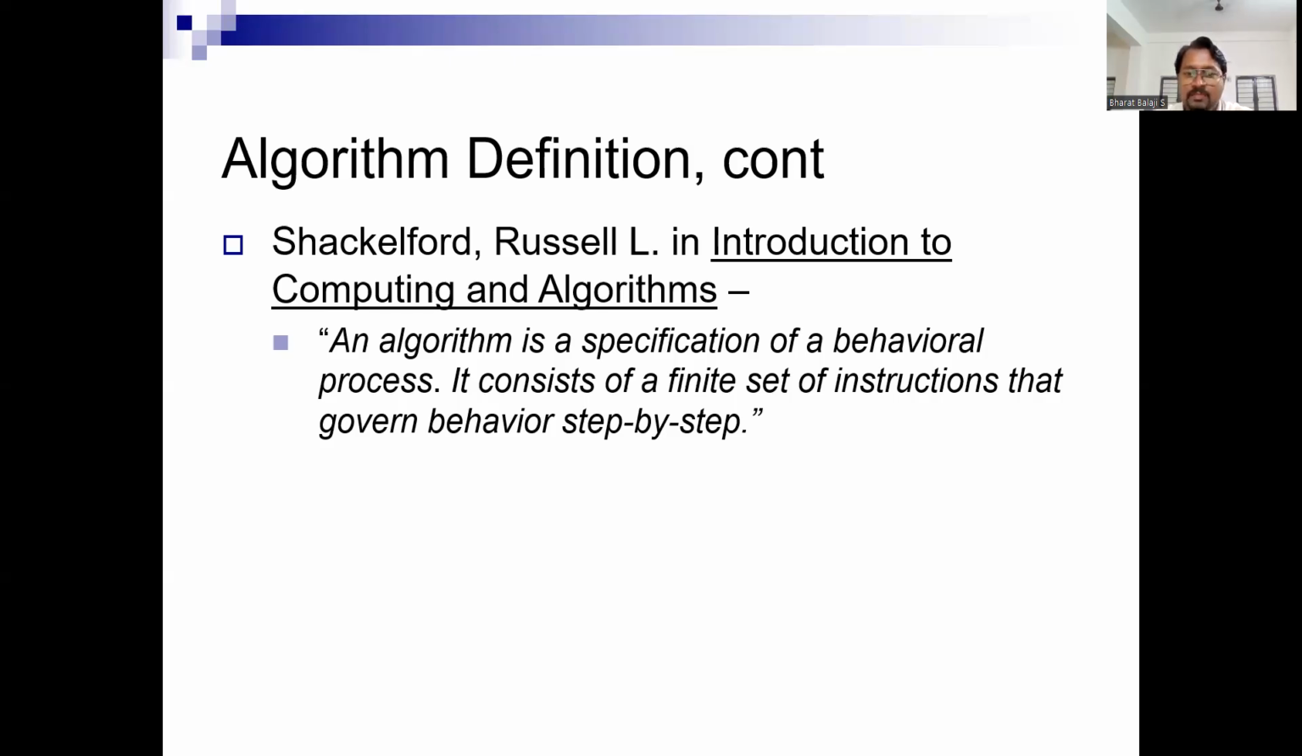An algorithm is a specification of a behavioral process. It consists of a finite set of instructions that govern behavior step by step. Each and every step. One step, the first step, is completed, then it goes to the next step. Then the second one is completed, and then again it goes to the third one. Like this, the step-by-step procedure has to be given in an algorithm. This definition is given by Russell Shackelford in his textbook Introduction to Computing and Algorithm.